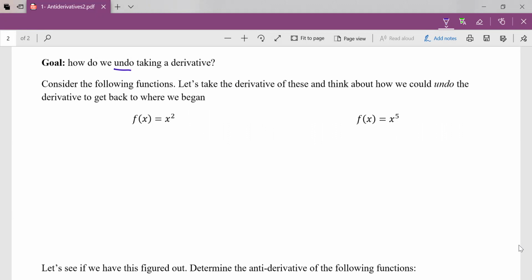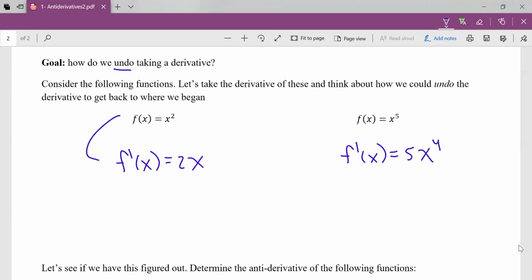So where we'll begin is, let's just start thinking about taking the derivative of something easy. The derivative of this first one here, f prime at x, would be 2x. And the derivative of the second one here would be 5x to the power 4. Okay, so we know how to take the derivative, no problem. How do we go the other way around?